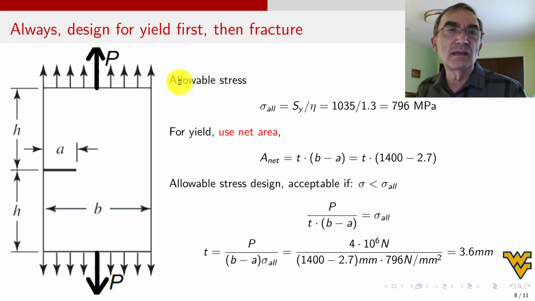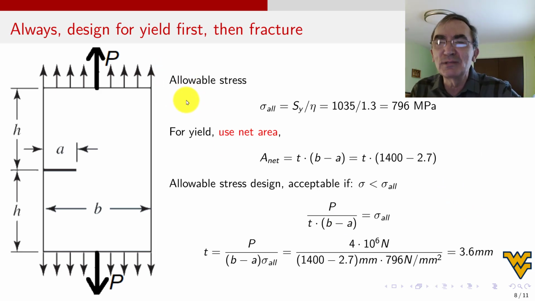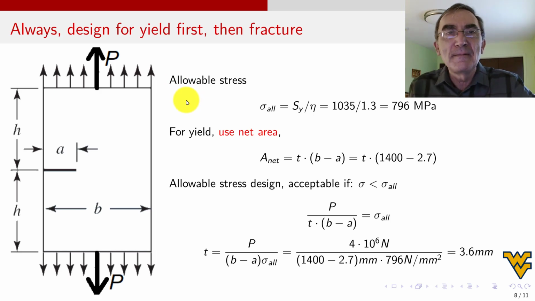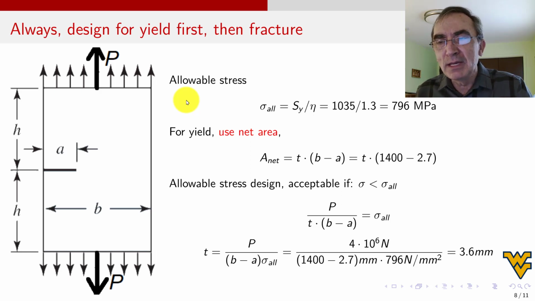So then we go to the next slide, and guess what? First, we do design for yield. Even though I'm in fracture mechanics, we always have to check yield first, all right? So, okay, but in order to do this, I'm going to introduce the allowable stress. I mentioned this before in another video, that when you have a safety factor, you can do two things. You can put the safety factor on the load and magnify the load, and then you do the analysis. Or you can put it on the strength, and you reduce the strength, and you do the analysis with the actual load, okay?